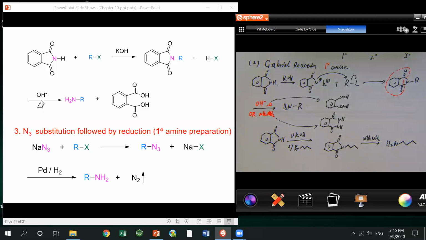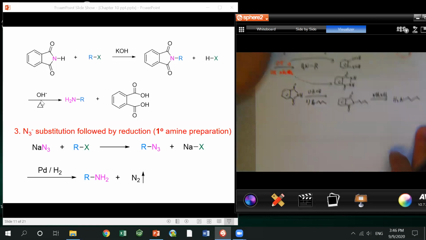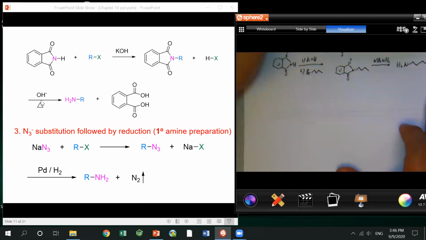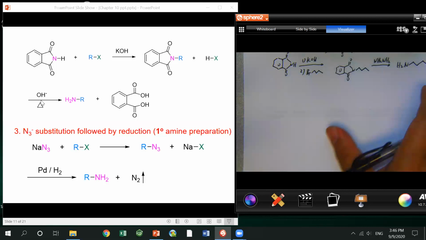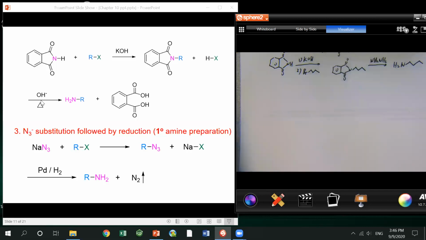And the second way is another reaction. It's not in our textbook, but it's very useful, so you have to write it down a little bit, because it's not in our textbook. That's the azide substitution followed by reduction.